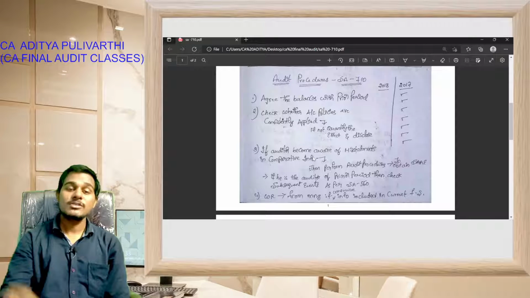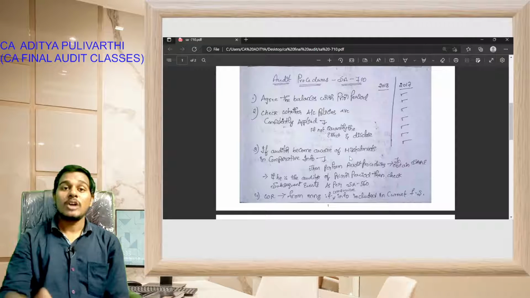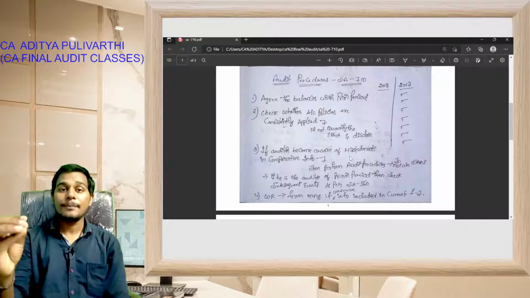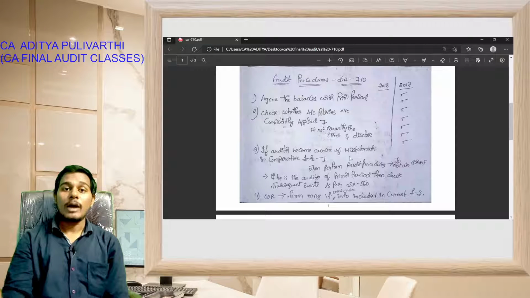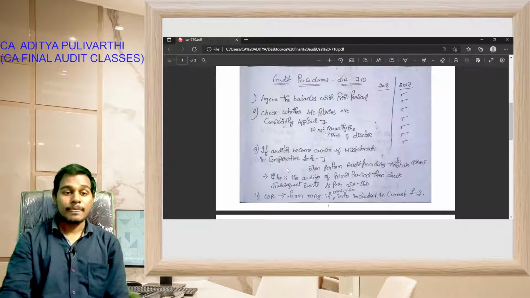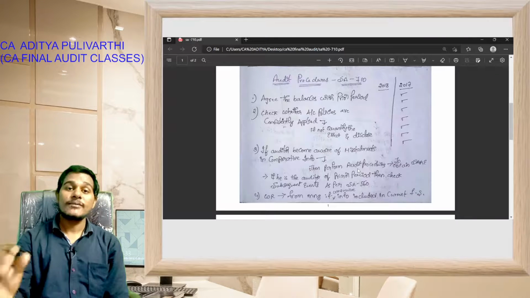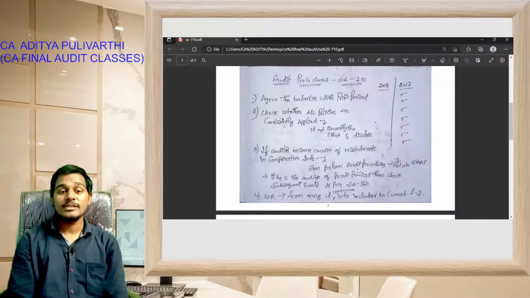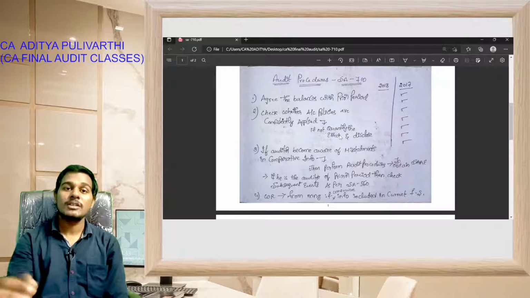Okay students, next point: if the auditor becomes aware of misstatements in the comparative information, then the auditor will perform audit procedures to obtain sufficient and appropriate audit evidence. So if there are misstatements in the comparative information, the auditor will perform audit procedures to obtain sufficient and appropriate audit evidence.